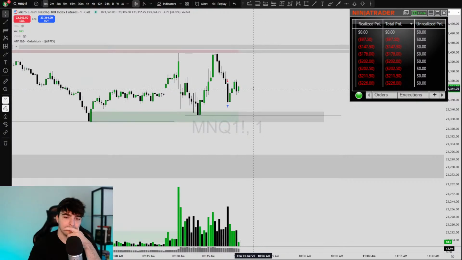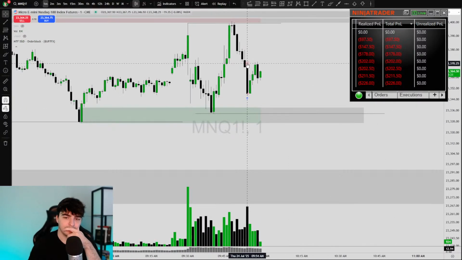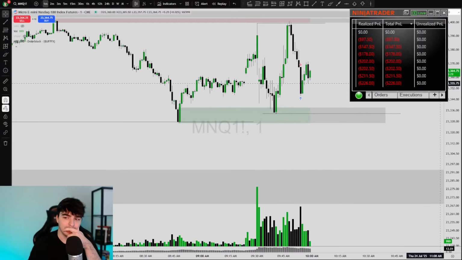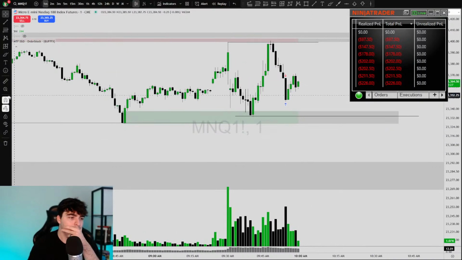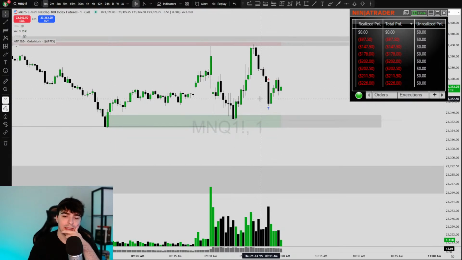Look at that, dude. Look at that stop. Literally bottom. I need to start measuring ATR before I even get into the trade so that doesn't happen. Very small loss though, so.